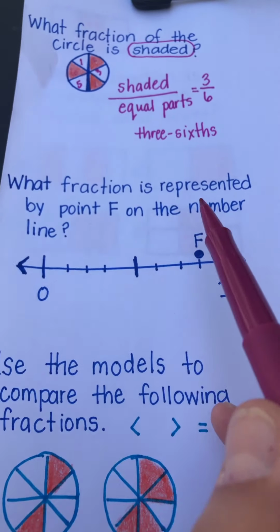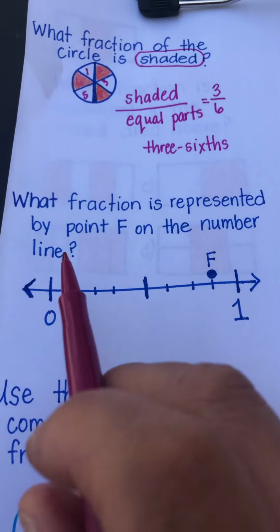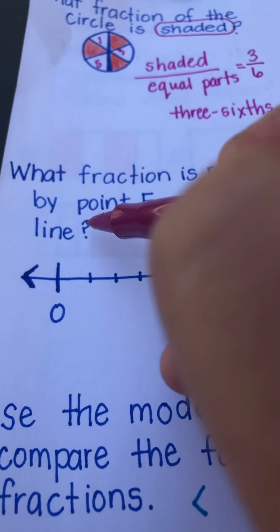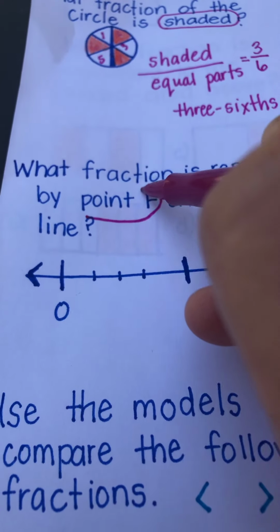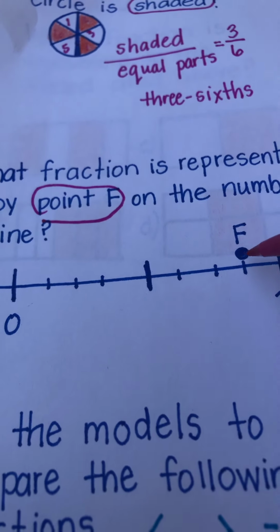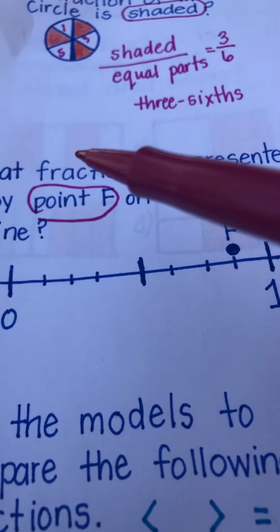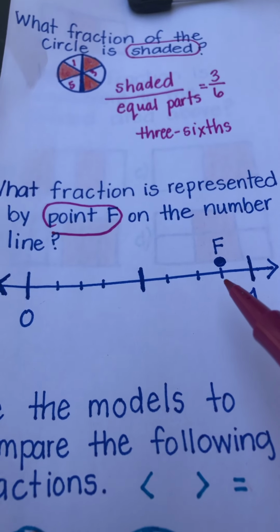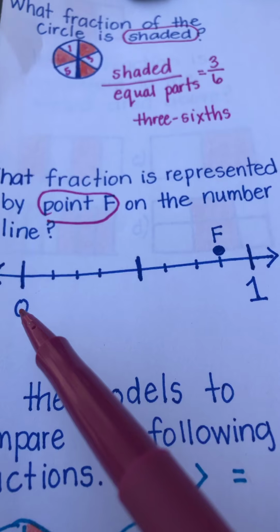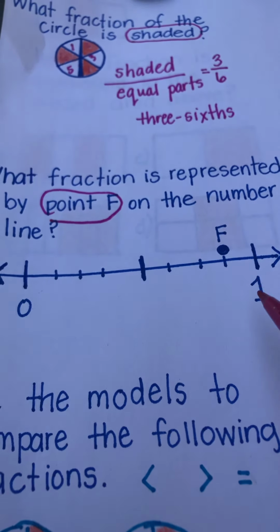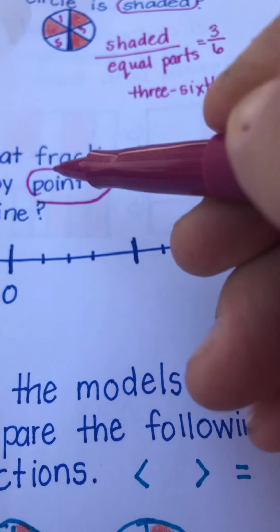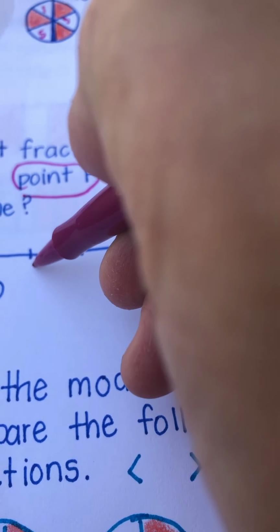What fraction is represented by point F on the number line? Since this is a number line, they want to know where point F is. So here we see that this is point F. Remember that when we have a number line, we need to count the number of parts. This number line is only from 0 to 1, so every fraction is less than a whole. So we're going to count the number of parts.